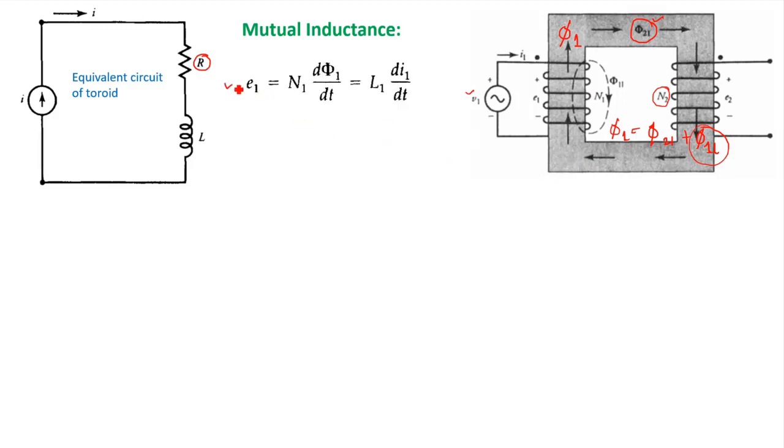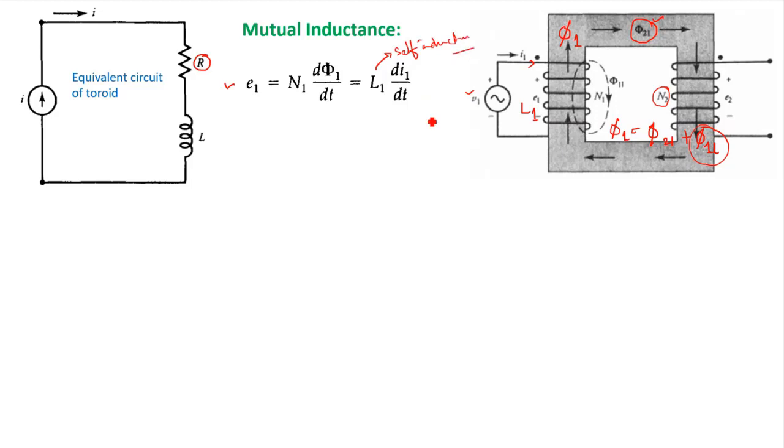If I write E1 in terms of the self-inductance, let us say the self-inductance of the coil is L1. So I can write E1 equal to N1 d phi 1 by dt, where phi 1 is the net flux produced by this coil, and the same flux is linking to this coil. So N1 d phi 1 by dt is equal to L1 di 1 by dt, where I1 is the current flowing in this coil. So I can write it as L1 di 1 by dt, that is equal to E1. And here L1 is the self inductance of the coil.